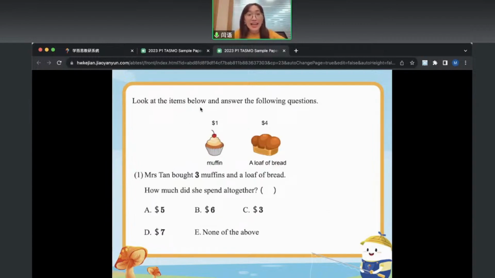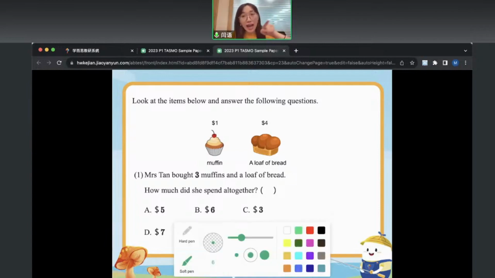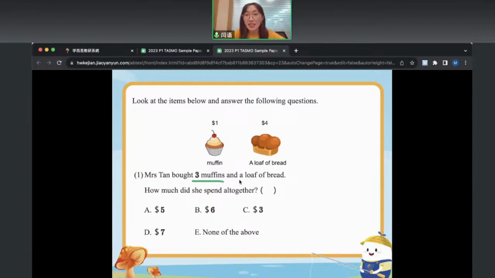Look at the items below and answer the following questions. Firstly, let's have a look how many kinds of food can you see. We can see a muffin, which costs $1 each. And also you can see a loaf of bread, which costs $4 each. Question 1. Mrs. Tan bought 3 muffins and a loaf of bread. Can you try to find some key information? Try to underline the key information: 3 muffins and a loaf of bread.